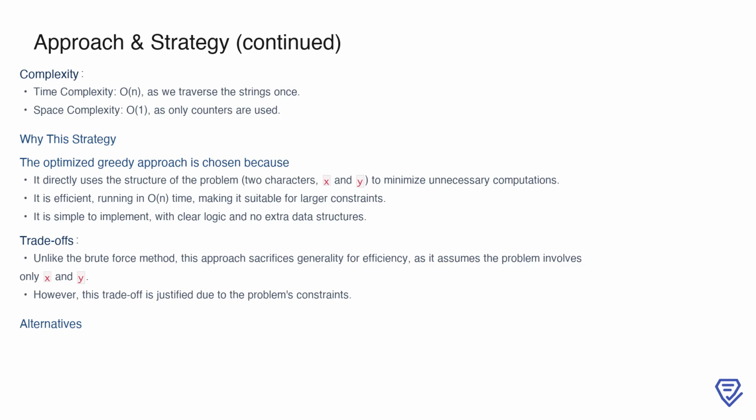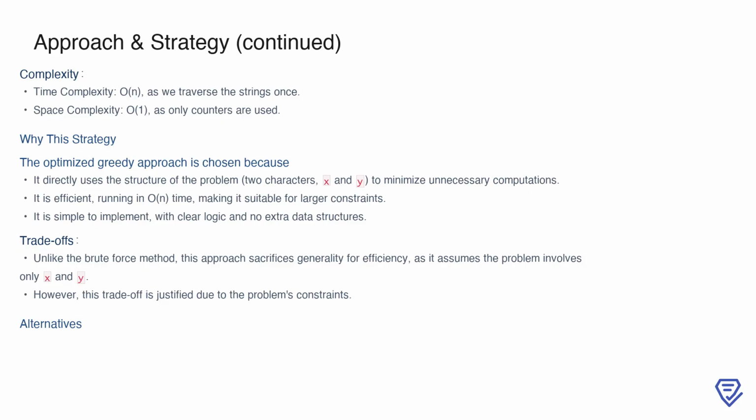The optimized greedy approach is efficient in terms of complexity. With a time complexity of O(n), we only need a single traversal of the strings to count mismatches, making it suitable for large inputs. Additionally, the space complexity is O(1), because we only use a few counters to track the mismatch types. This strategy is particularly effective because it directly leverages the specific structure of the problem, which involves only two characters, X and Y. By focusing on the mismatches and resolving them in the minimum possible steps, the greedy approach avoids unnecessary computations and achieves optimal performance.